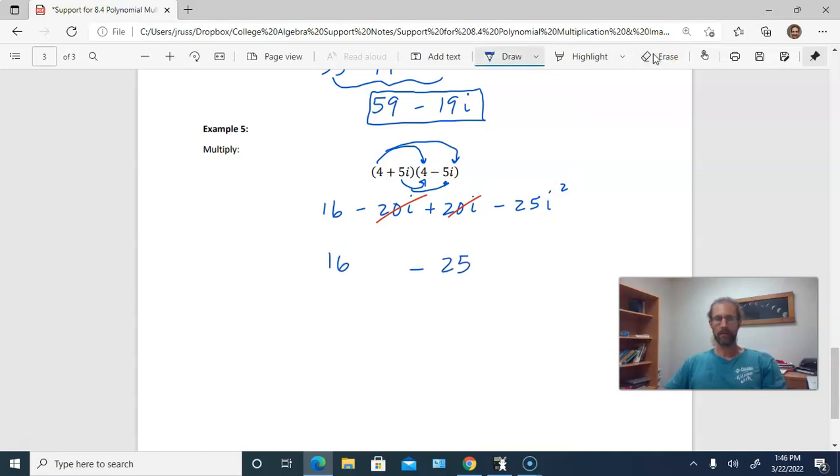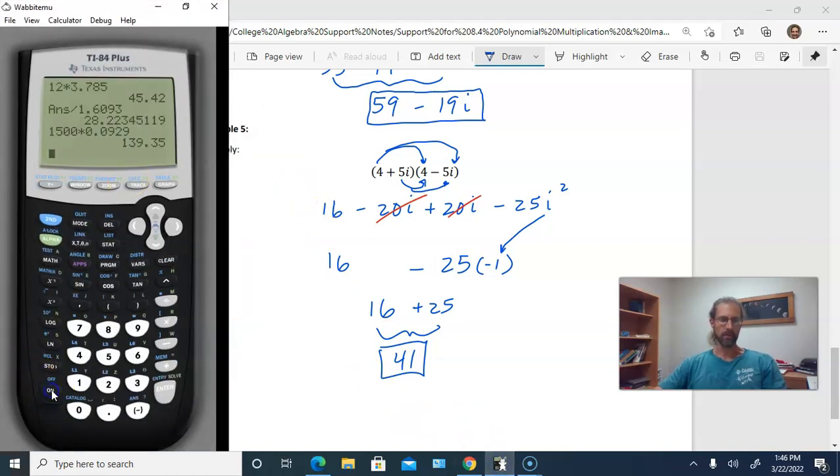minus 25, and I'm going to replace the i squared with negative 1 again. And so negative 25 times negative 1 is positive 25. And if we add that to 16, we are going to get 41, which is a purely real number. So this is what's interesting about this. When you multiply two complex numbers and they happen to be conjugates of each other, you get actually a purely real number as your result.